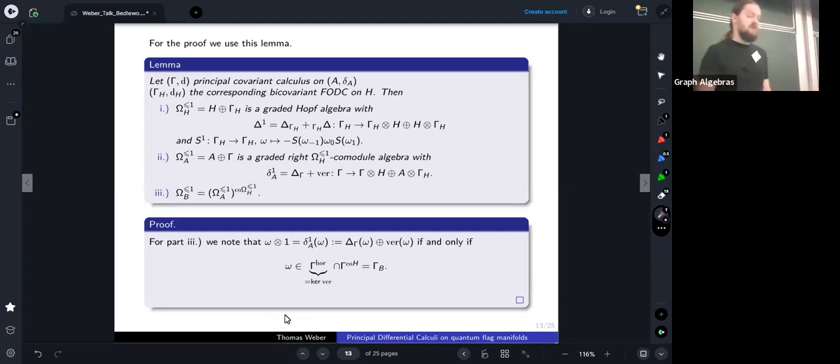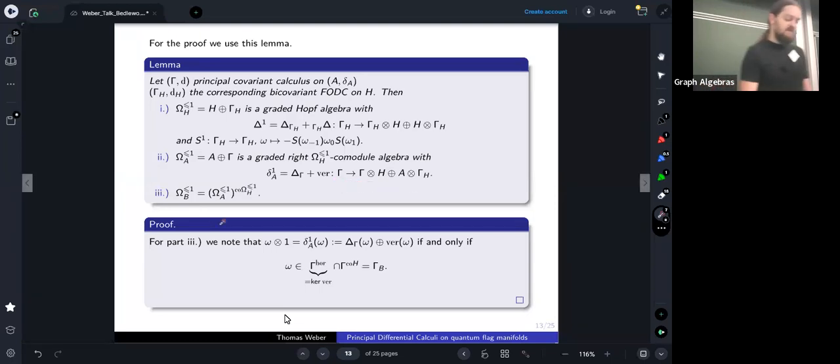And you can show that this is a graded Hopf algebra. In a similar way, for A, you take this direct sum here with the usual coaction on A, but with the coaction on gamma now given as the sum of the right coaction plus the vertical map. And it is kind of nice that in this graded coaction, the vertical map appears.